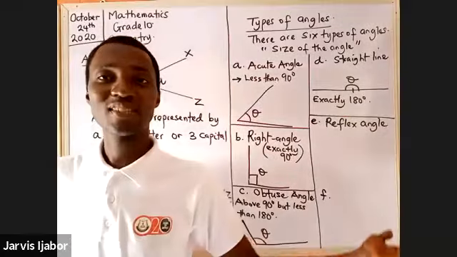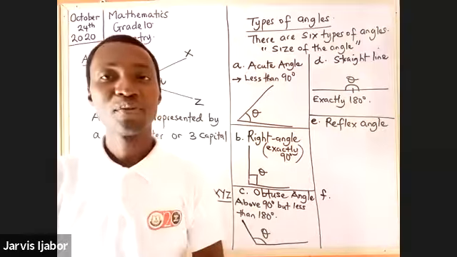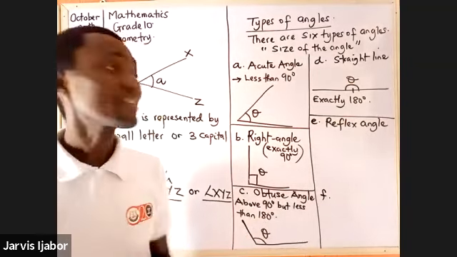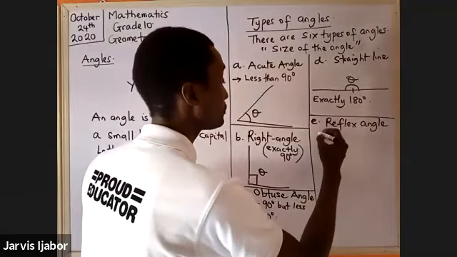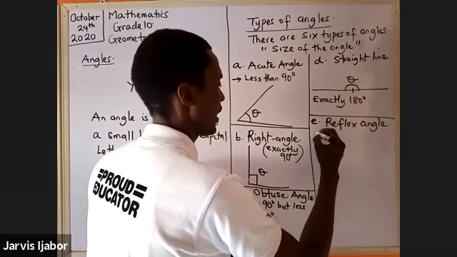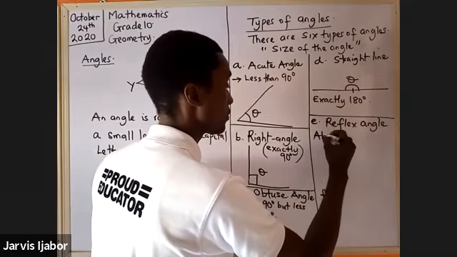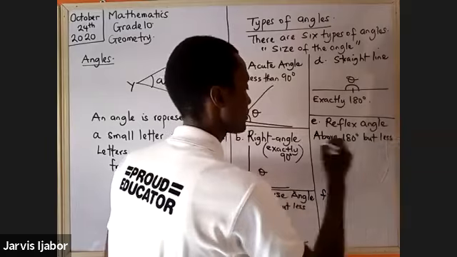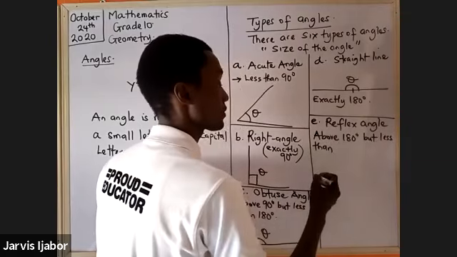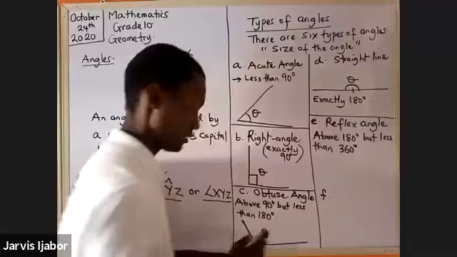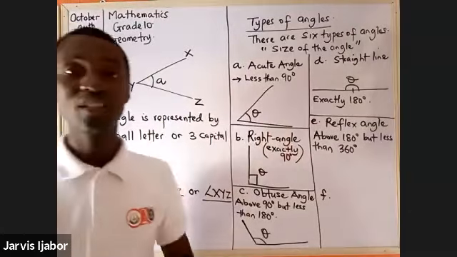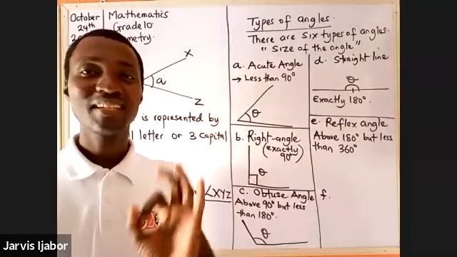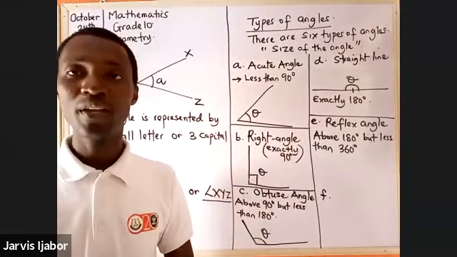Flex, when we suggest flex, it means spread out. So reflex is to show out. So for a reflex angle, we know that it's an angle. It is above 180 degrees, but less than 360 degrees. That's what we call a reflex angle.